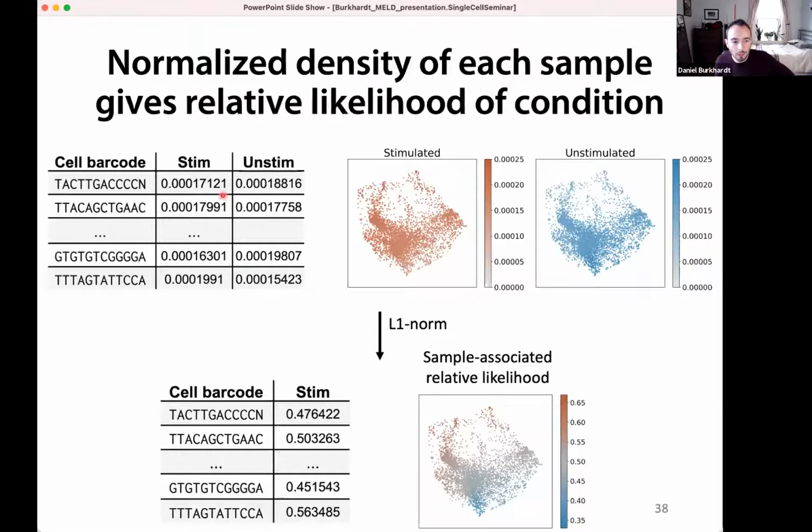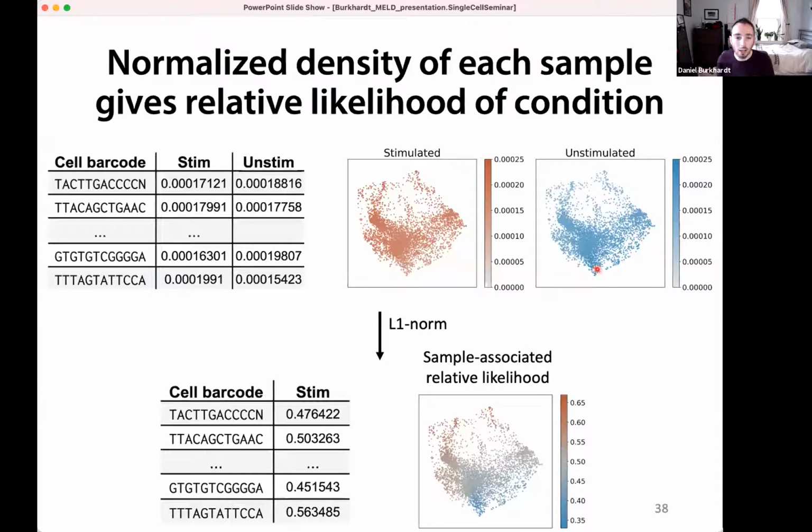So these are probabilities. This is the estimated probability, the kernel density estimate of the sample over the data set. But now what we're doing is looking at the likelihoods. So we're saying, what's the likelihood that if you were to see this cell again, or let's say you saw a cell and you didn't have the label for it, you didn't know what sample it actually came from, what's the likelihood that that cell came from the stimulated or unstimulated condition? And this gives us the output of the MELD algorithm, which is the sample associated relative likelihood.